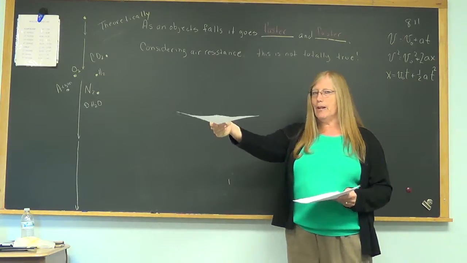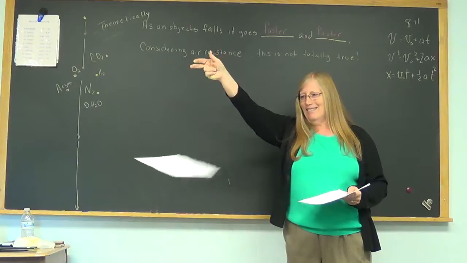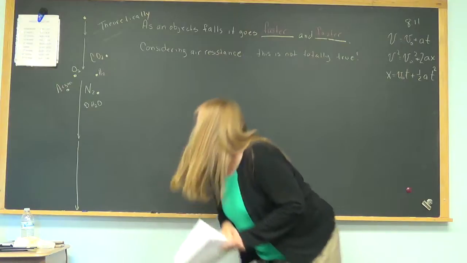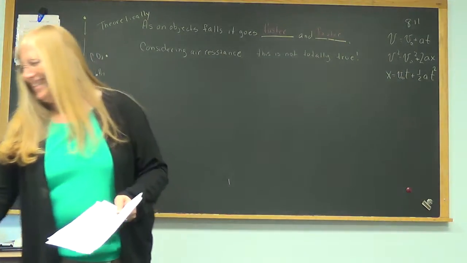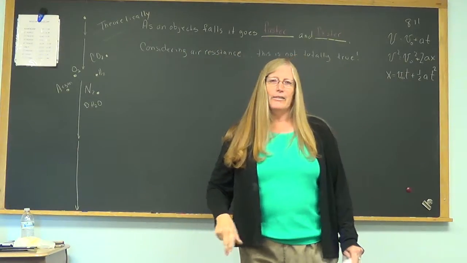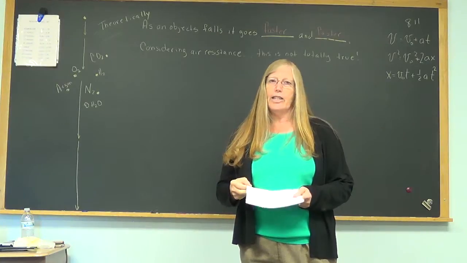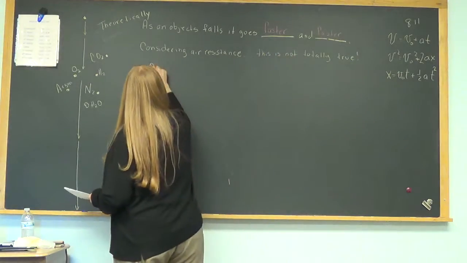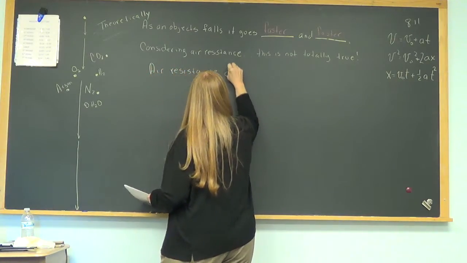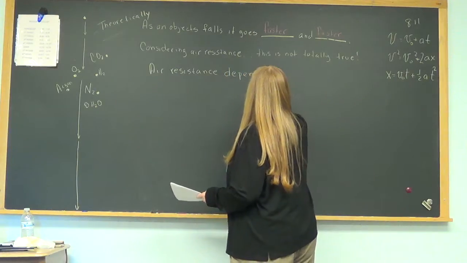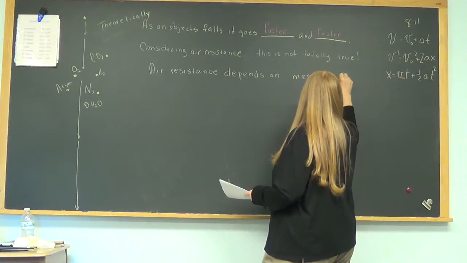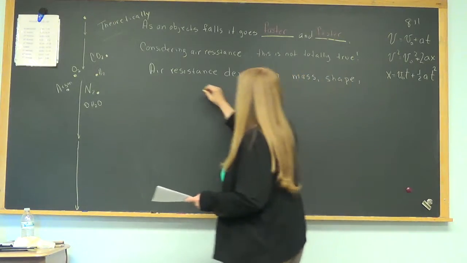So as this paper falls, you can see the effect of air resistance. However, as the book falls, we see much less air resistance. And the reason being that the shape, so let's make a note, air resistance depends on the mass, shape, density.